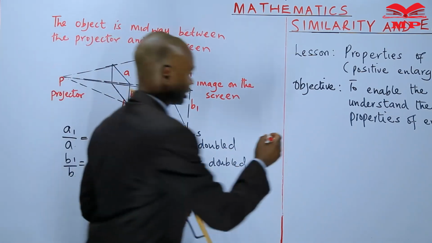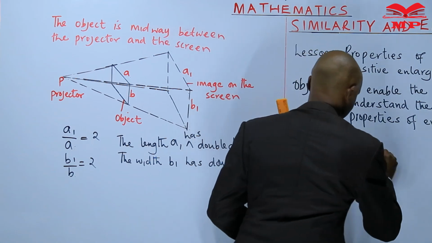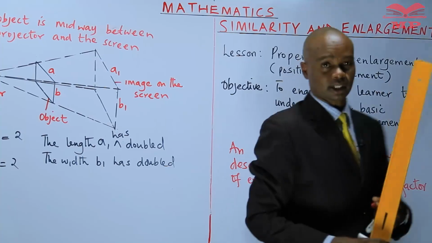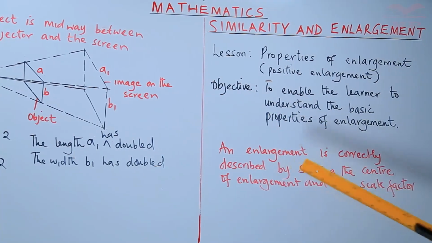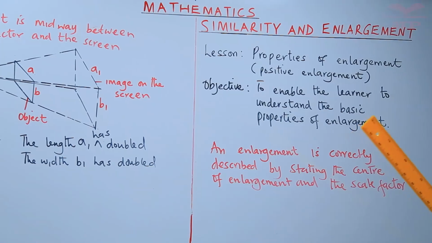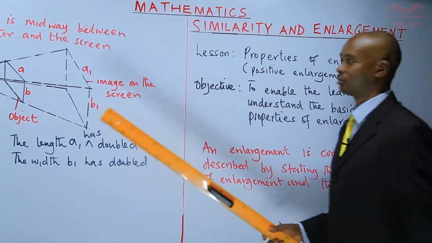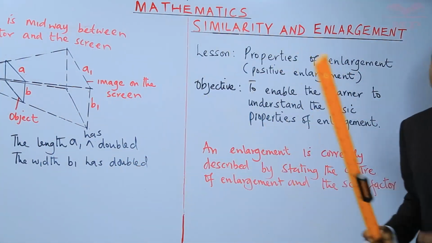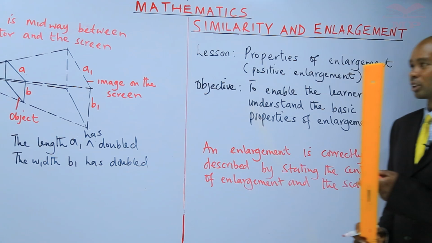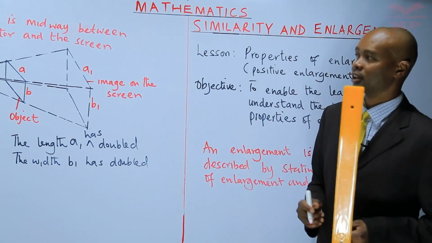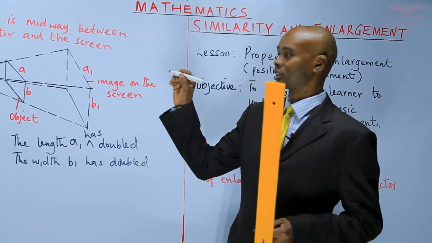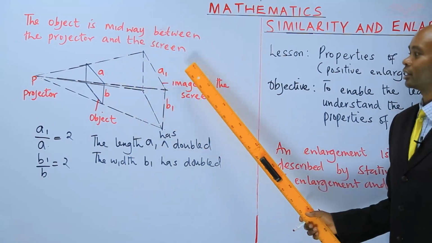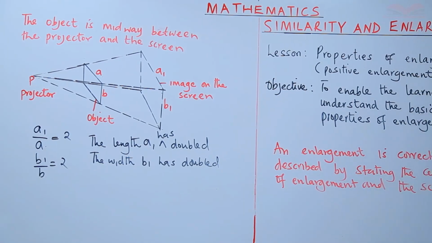So learner, notice that an enlargement is correctly described by stating the center of enlargement and the scale factor. For our case here, our center of enlargement is where the projector is. Somebody is wondering what a projector could be. In those times when you had films, the projector is mostly the source. It produces light, which goes through these, and the image will be seen on that screen.